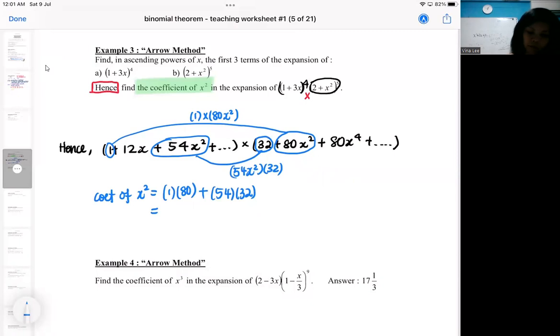I didn't manage to work out the other 7 arrows, because even if I worked out the other 7 arrows, I would not be getting an x squared. So be selective about your arrows. That's what we call the arrow method. You have to have some logical sense in this. So that is the arrow method in example 3.